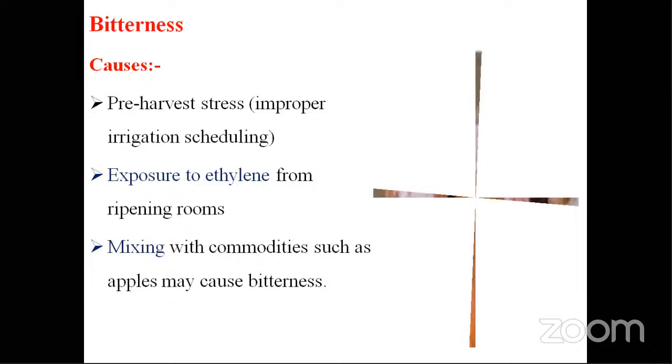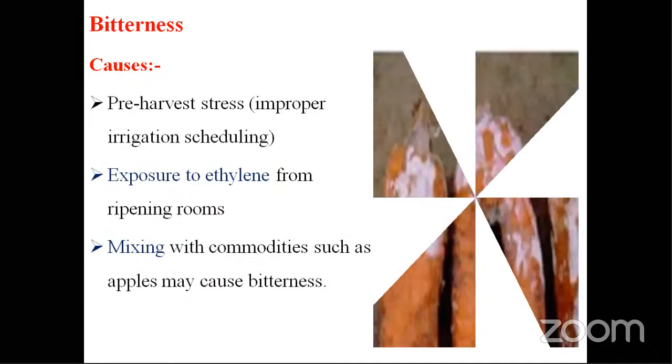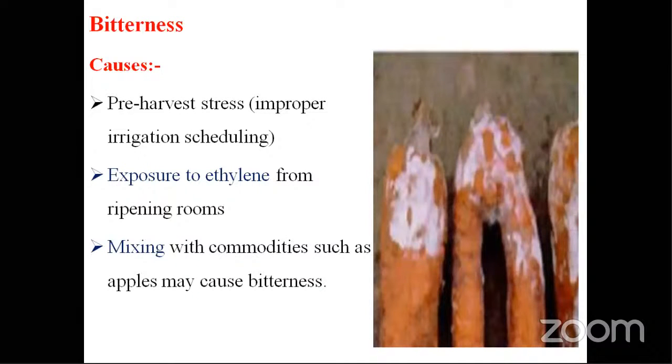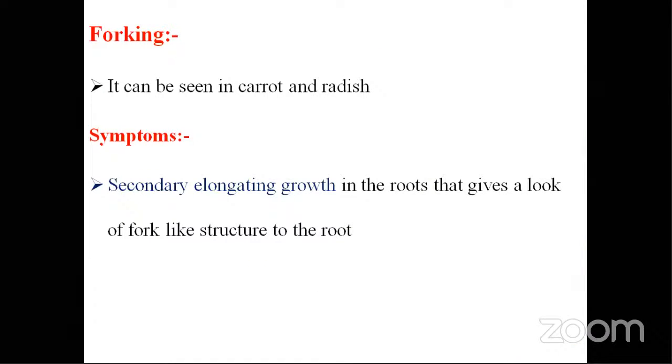These two are important. So here we can see the bitter knot. It looks like some fungus attack, but it is not, and we cannot show an image of how bitter it is. Okay, just leave it. Next, forking.